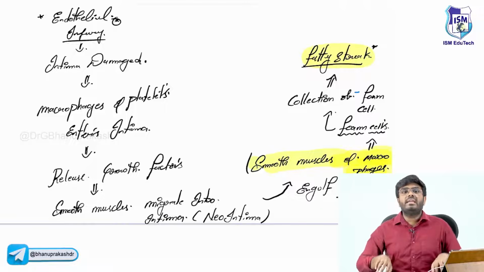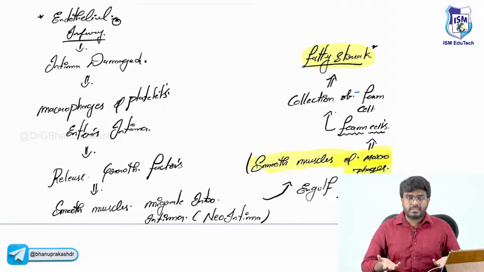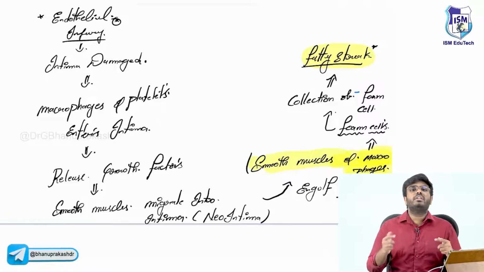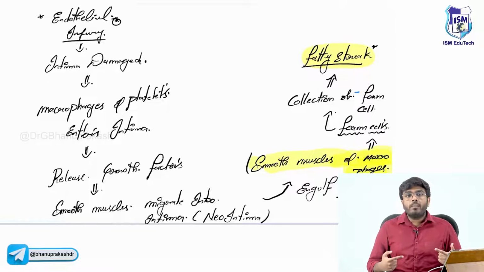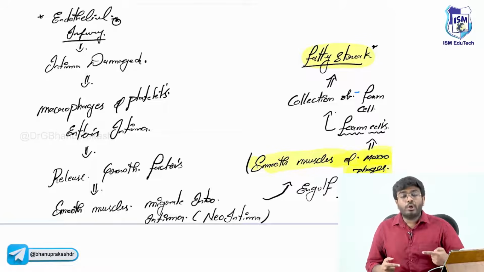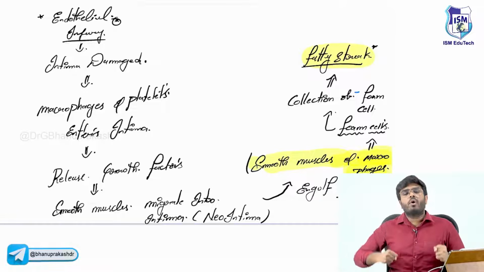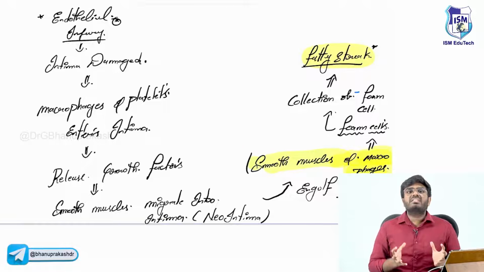Now after entering into the intima, they start to release the growth factors. Because of these growth factors, the smooth muscles which are present in the tunica media will start to enter into the tunica intima, which will form neointimal formation. Now once the neointima is formed, what will these macrophages and smooth muscle cells do? They start to engulf the LDL cholesterol which has leaked into the vessel wall.